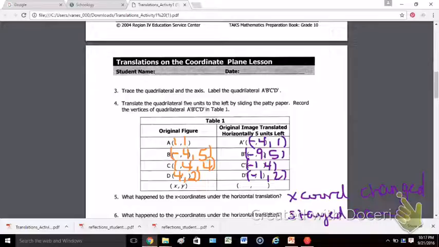Okay. What we can do, guys, is we can write a rule. So if we were to say any point, x comma y, and we wanted to describe what happened, we would say, well, we took the x-coordinate, we moved it 5 units to the left, so we subtracted 5, and the y stayed the same. So that would be the rule. And when I say x minus 5, if you look at the 1 and the -4, 1 minus 5 gave us -4, and that was true all the way through.